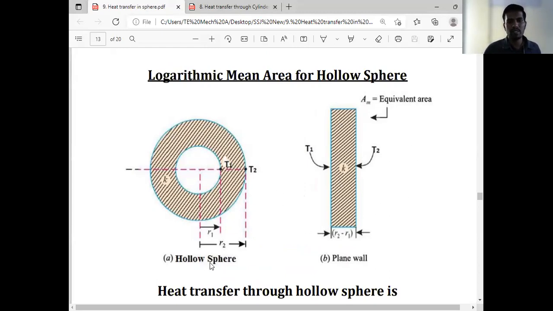So draw this diagram. This is a hollow sphere having radius, inside radius r1, outside radius is r2, thermal conductivity k, temperature difference is T1 T2. Similarly, same thickness we have to consider for the plane wall, that is r2 minus r1, same temperature difference, that is T1 T2, and we have to calculate the equivalent area, that is AM. Okay, इथं काय चेंज होईल सांगा. हॉलो स्फियर साठी आपल्याला इक्वेशन यूज करावं लागेल. What is the equation for the hollow sphere? Q is equal to temperature difference divided by thermal resistance. So what is the thermal resistance for the sphere?